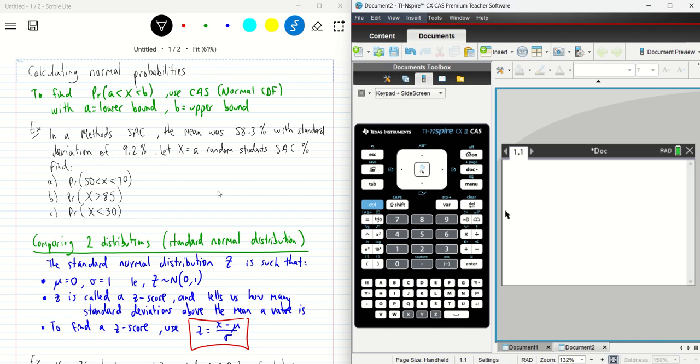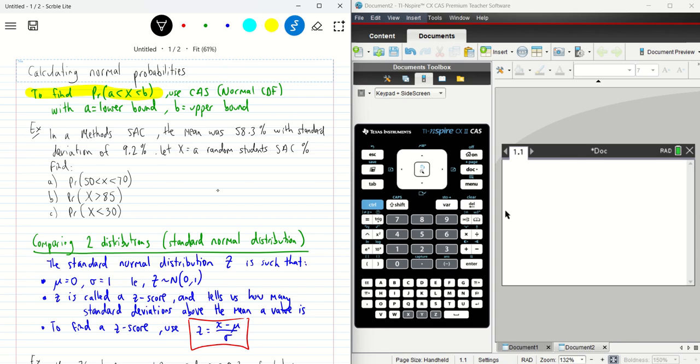So if you want to find a probability of x falling between two values, A and B, we just use the CAS and the normal CDF function, and I'll show you how to do that in a second, where A is the lower bound and B is the upper bound. It's just integrating that function we looked at in that last video between the values of A and B. This is a really simple process.